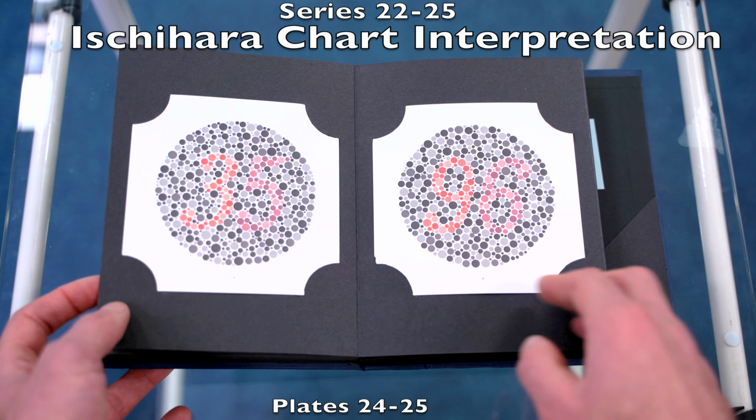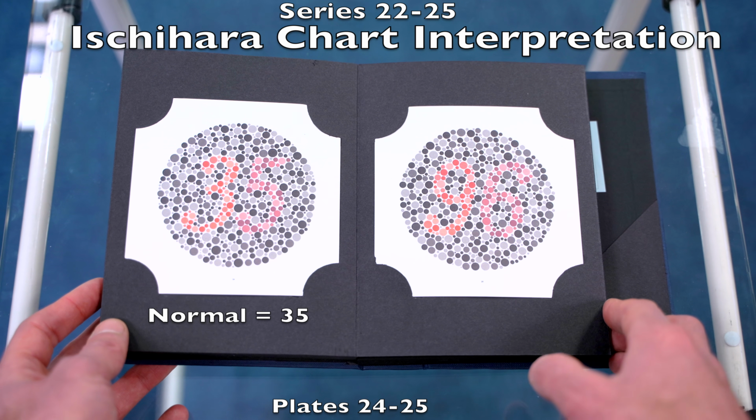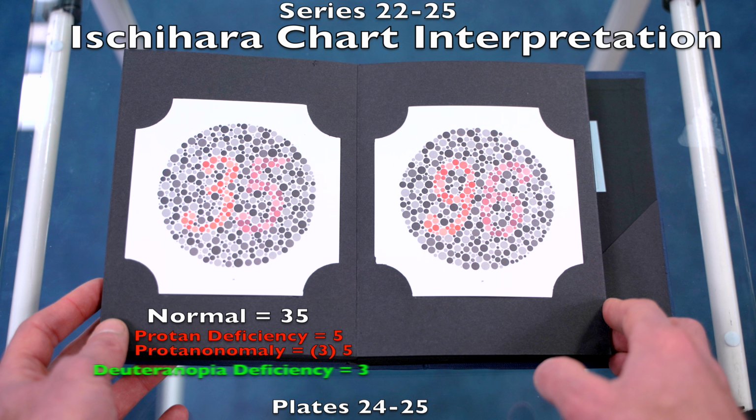On plate 24, a normal individual would see 35, with a Protan red deficiency, if it was a strong deficiency, would show 5, with mild having a weak 3 and a strong 5. So the deuteran type green deficiency would show a strong 3, and if it was a mild deficiency, would have a strong 3 and a weak 5.